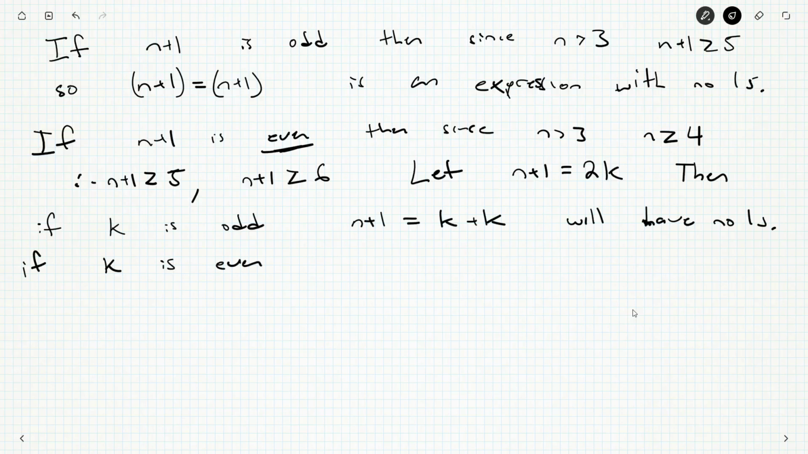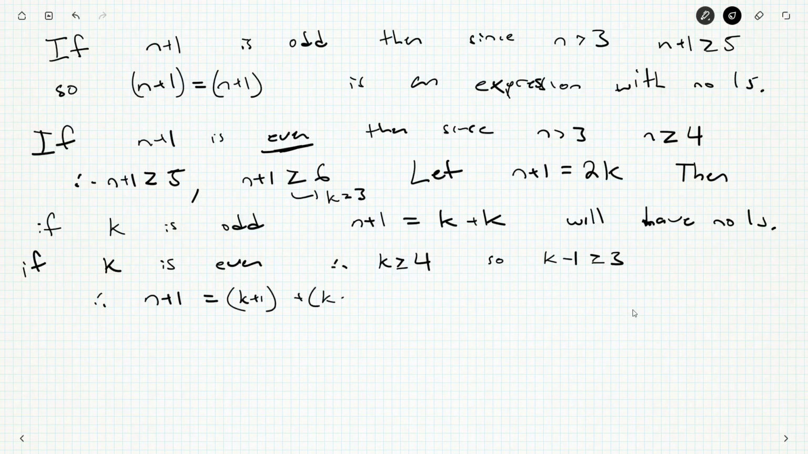If k is even, then k has to be at least 4, because k is greater than or equal to 3. So if k is even, k has got to be greater than or equal to 4. So k minus 1 is greater than or equal to 3. Therefore, n plus 1 equal to k plus 1 plus k minus 1 has no 1s, and that does it.